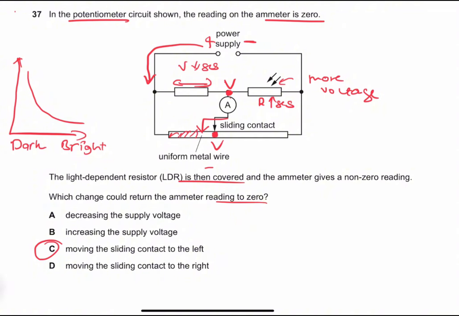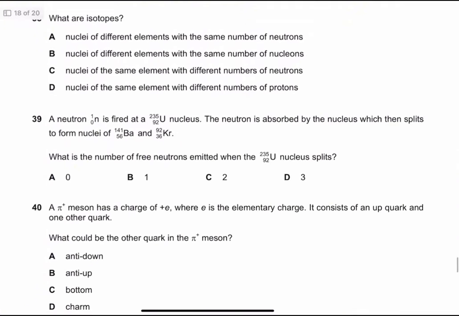So that is how potentiometers work. The ammeter reads zero simply because there is no current flowing through. If the resistance increases, the other part gets a very small potential drop. If it gets a small potential drop, we have to move our jockey to the left so that it is compensated. Very important.